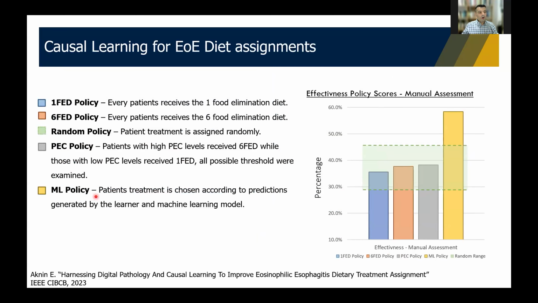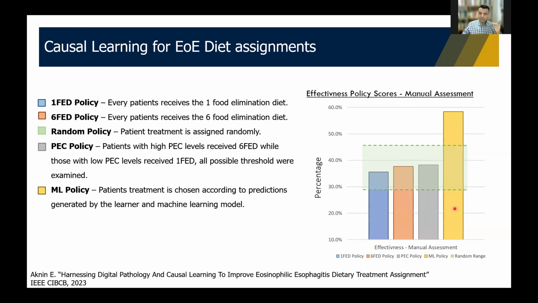So we took all the features that I showed you before, and we try to use this information to see if we can make a better prediction. Now, this graph looks complicated, but it's very simple, and I would like to spend 2 minutes to explain what you see here, because it's very important and highlights the beauty of using AI for treatment selection.